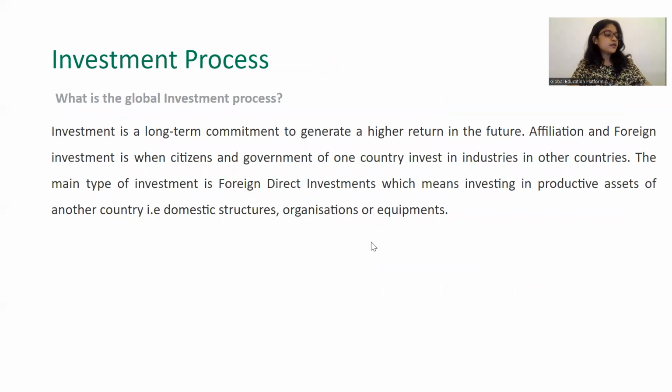Okay, so here we will be talking about the investment process, which is the next subsection of learning outcome 1, which we will be discussing here.